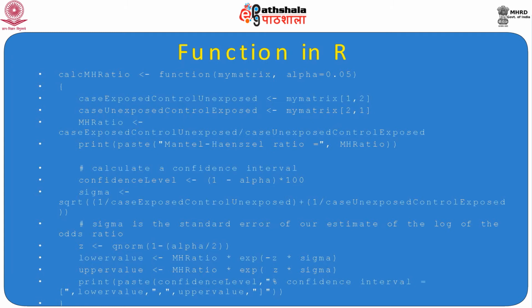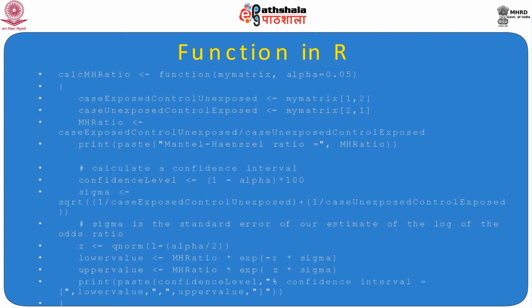Now we are assigning the MH ratio as case exposed control unexposed divided by case unexposed control exposed, and we are putting print of paste Mantel-Haenszel ratio to get the output. In addition to the point estimate of the cal MH ratio, we are also putting the confidence interval of the cal MH ratio, that is the 95% confidence interval.